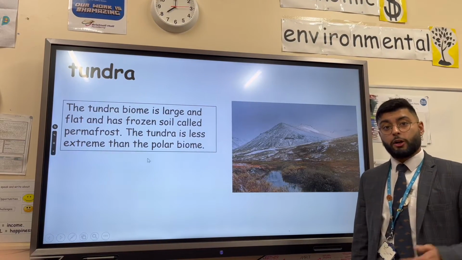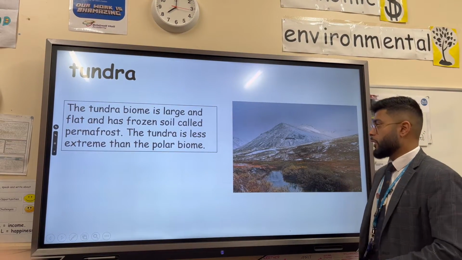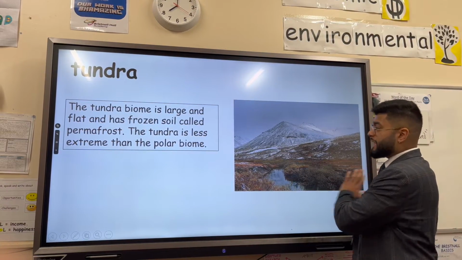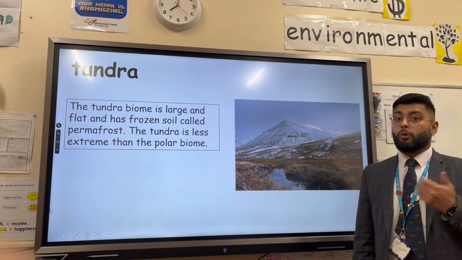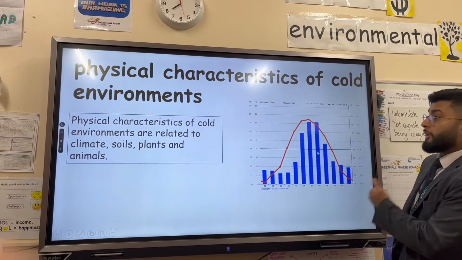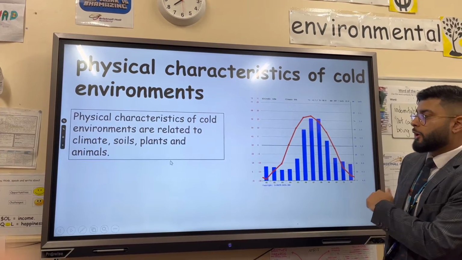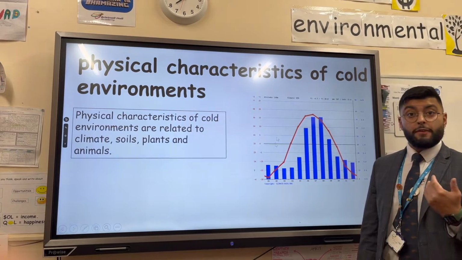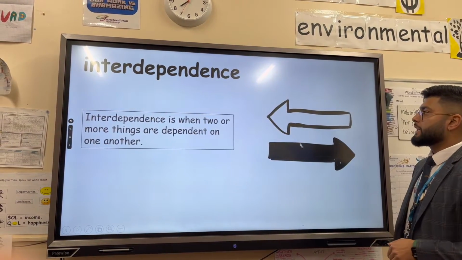Whereas the tundra biome is a less extreme environment. So still a cold environment that's below 0 degrees, but we can see that there is more vegetation, although the soil is still frozen. The physical characteristics of cold environments, we're thinking about the climate, the soils, plants and animals. Those are the physical characteristics.